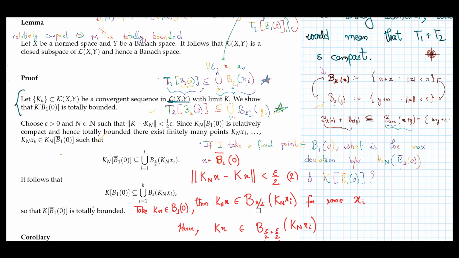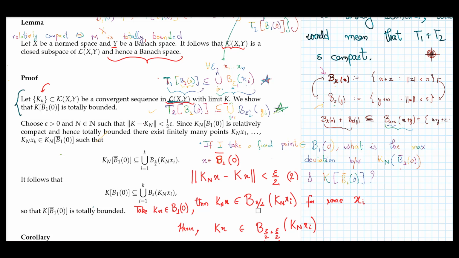So guys, in the next lemma we see that let X be a normed space and Y be a Banach space. It follows that K(X,Y) is a closed subspace of L(X,Y) and hence a Banach space. Now in order to prove that K(X,Y) is a closed subspace, what I need to do is take a convergent sequence, let's say (Kn), which is in K(X,Y), but it's also in L(X,Y) with the limit K.